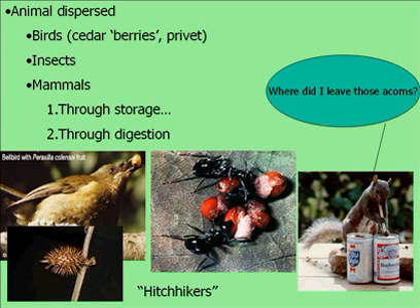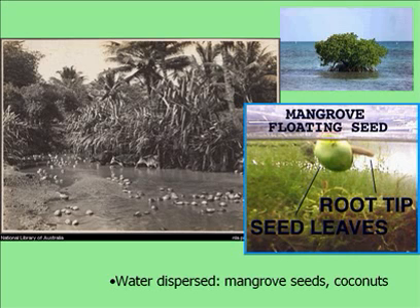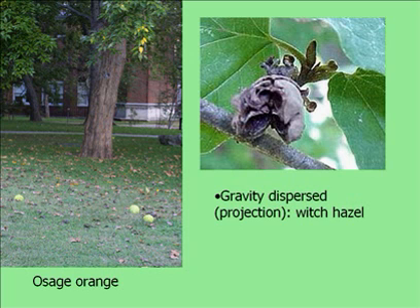Water-dispersed seeds include mangrove seeds and coconuts, which drop and are carried by the ocean or by water currents from point A to point B. You have gravity-dispersed seeds like your Osage orange, and it's thought that some type of large Pleistocene mammals actually ate Osage orange, and the seeds were transported in the gut and then pooped out somewhere else to germinate. But since those large mammals don't exist anymore, they just fall to the ground.